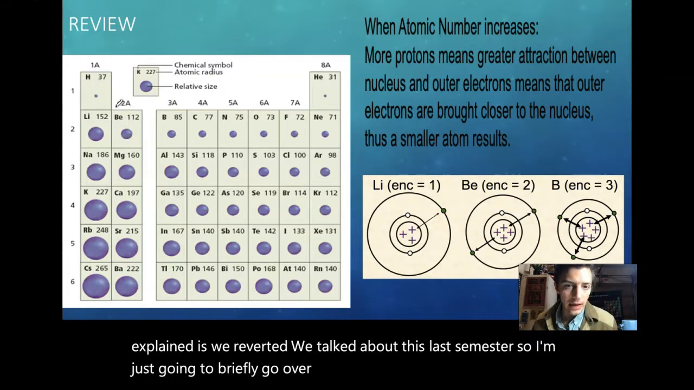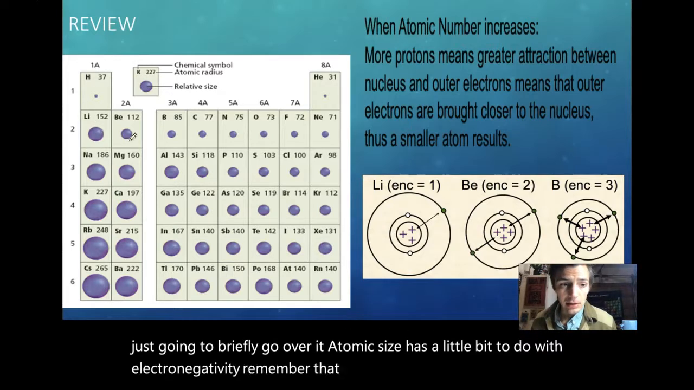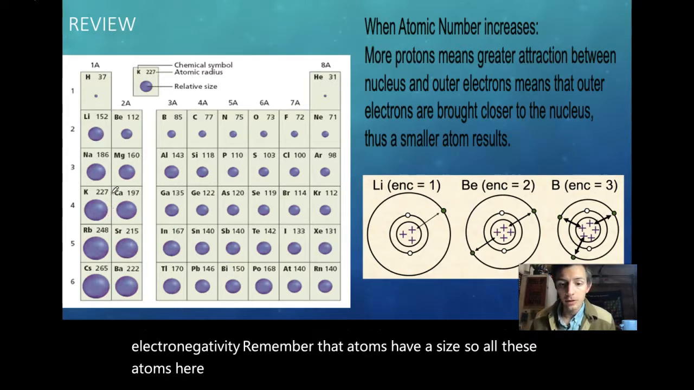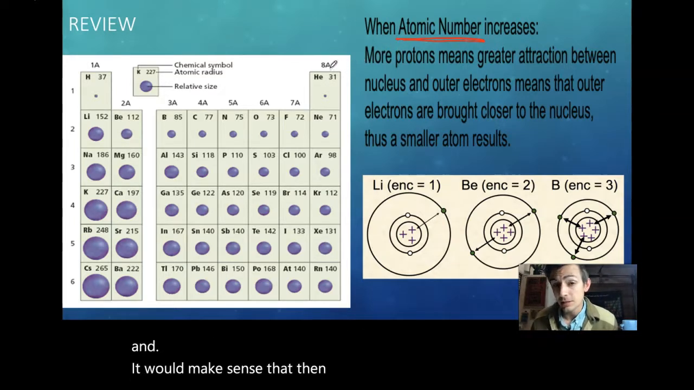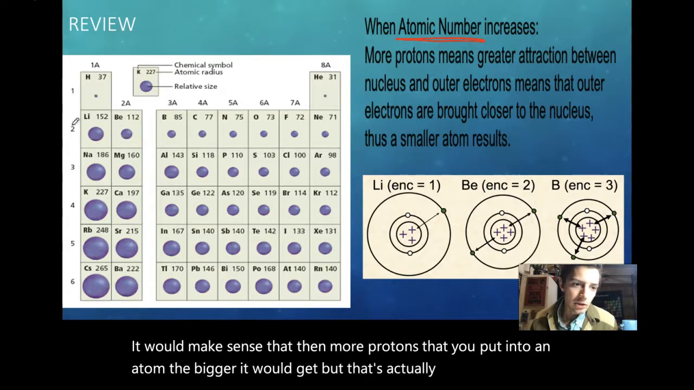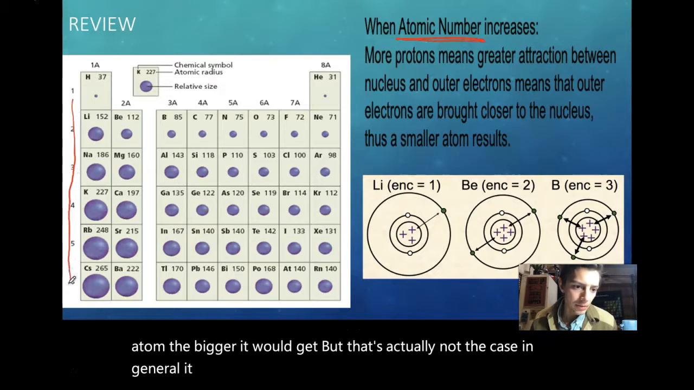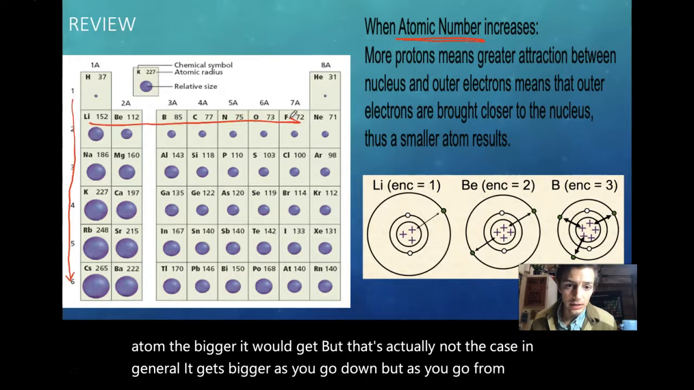Atomic size has a little bit to do with electronegativity. Remember that atoms have a size, and all these atoms here show their relative size to one another. It would make sense that the more protons you put into an atom, the bigger it would get. But that's actually not the case. In general, it gets bigger as you go down, but as you go from left to right, it actually gets smaller.